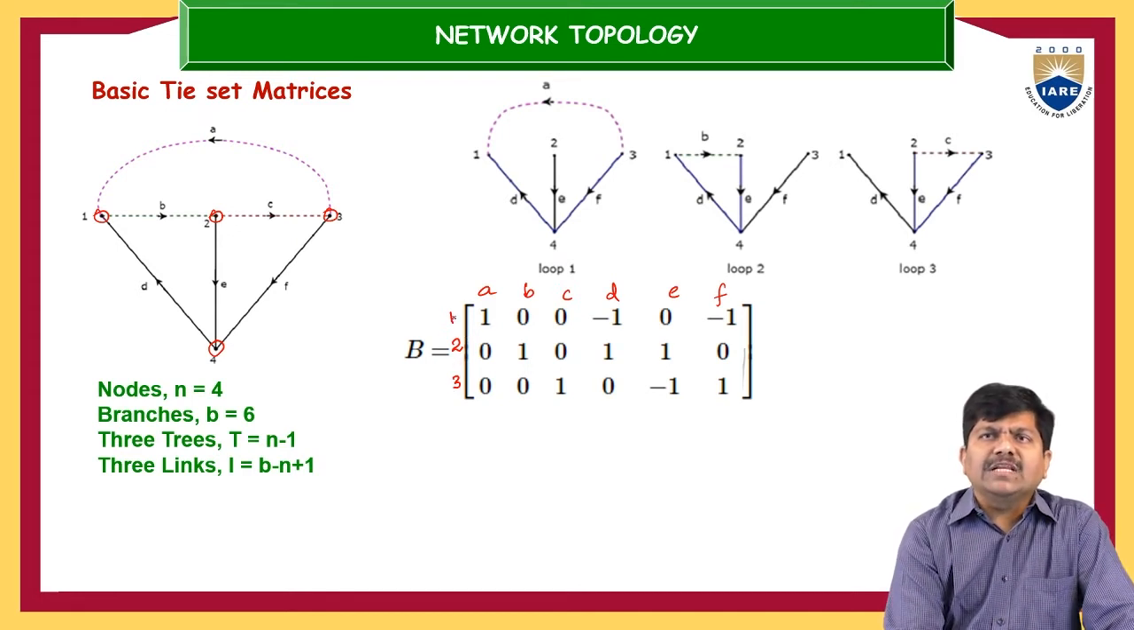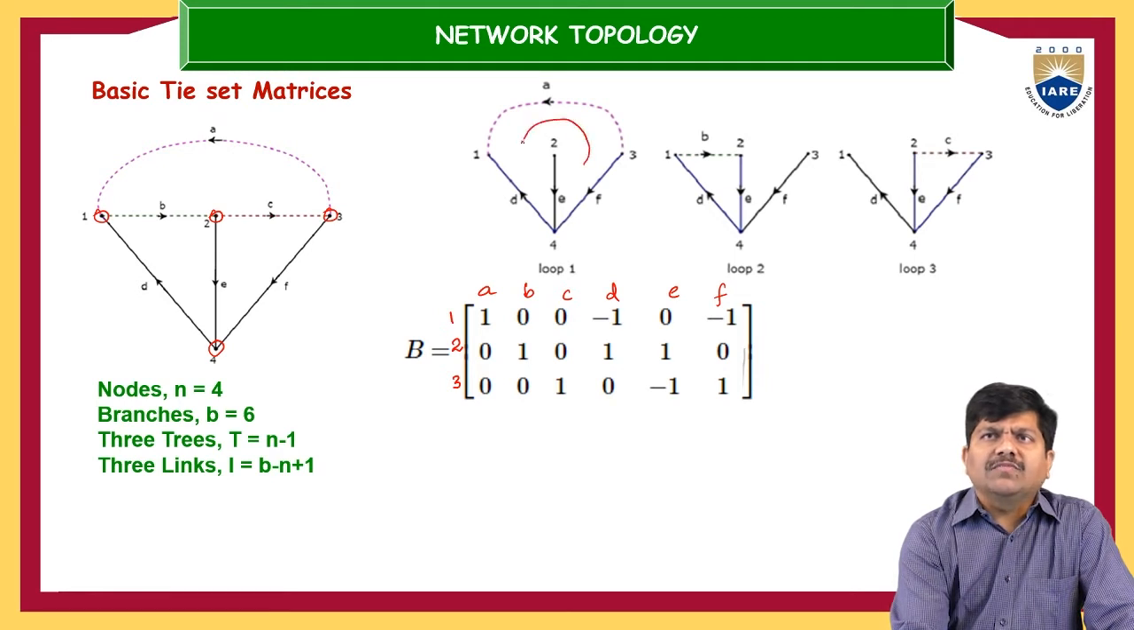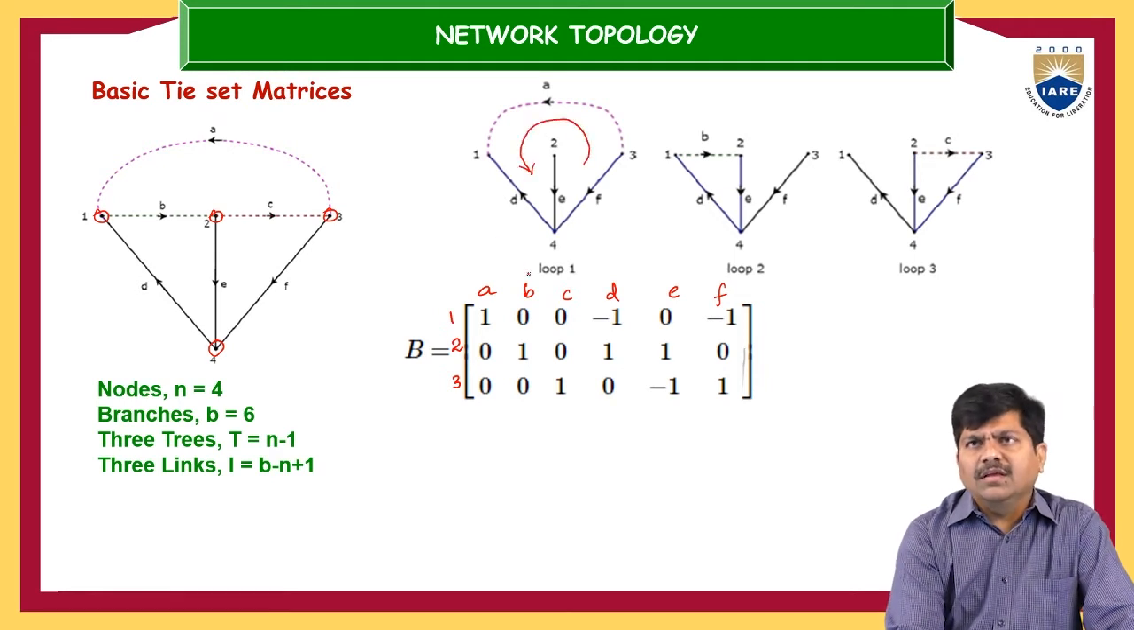So what is the relation between loop 1 and element number A? That is what this element inside the basic tie-set matrix shows. So element 1, and loop 1 is clearly marked here, the outermost one. Now in that loop 1, whatever the element A, in what direction is it? Whatever the direction of this loop 1, the direction is the associated one. So this is like this, right?